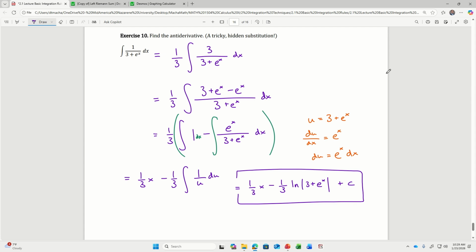And then if I just multiply by 3, the next thing I need to do is add e to the x. So I add e to the x. How do I balance that out? I also have to subtract e to the x. That's kind of the strategy.